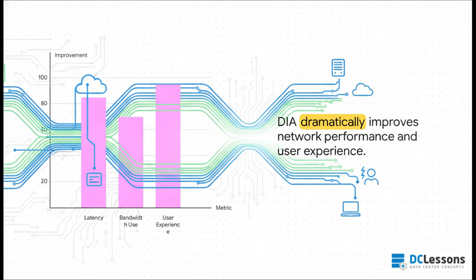And the results? They're pretty much immediate. Latency just plummets because you've cut out that pointless round trip. You stop burning through that expensive private bandwidth for public web traffic. And the most important thing for the people actually using the network, the experience is just better. Applications are snappier, everything feels faster.